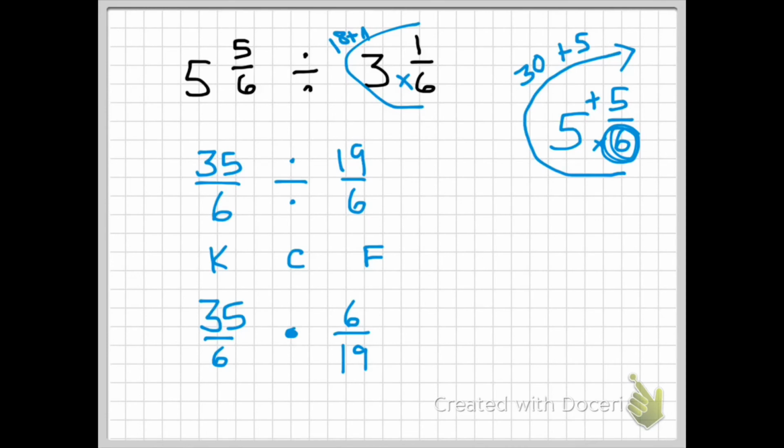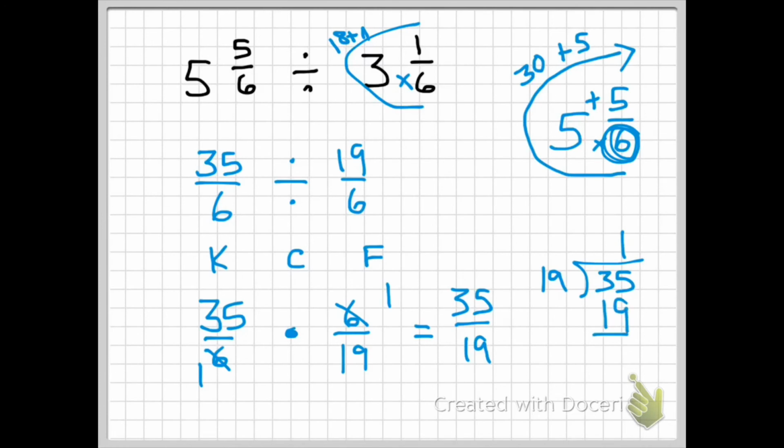Let's look to see if we can cross cancel, which we can, which is nice. We get these 6 out of the way. So we have 35 times 1 is 35. 19 times 1 is 19. Once again, we got to fix this. Denominator into the numerator. It goes in 1 time, resulting in 1 and 16/19.